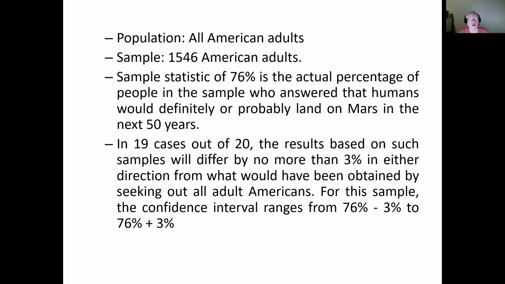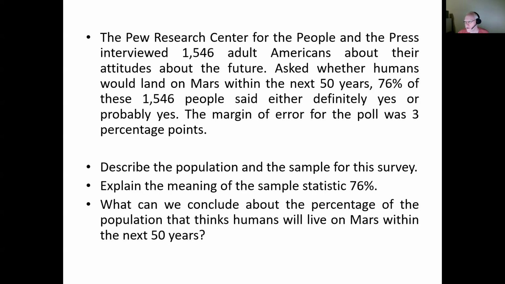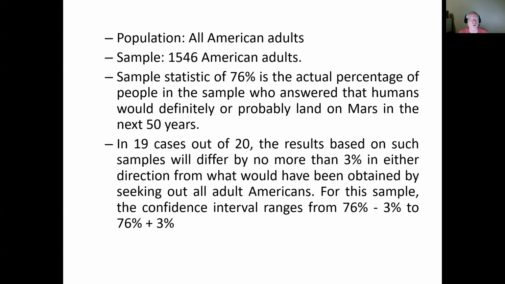Well, the population is all American adults, because we're drawing a sample of adult Americans, and so the goal was to find out the opinion of all adult Americans, the population. The sample was 1,546 American adults. What does the sample statistic, the 76%, mean? The sample statistic of 76% is the actual percentage of people in the sample who answered that humans would definitely or probably land on Mars in the next 50 years, right?